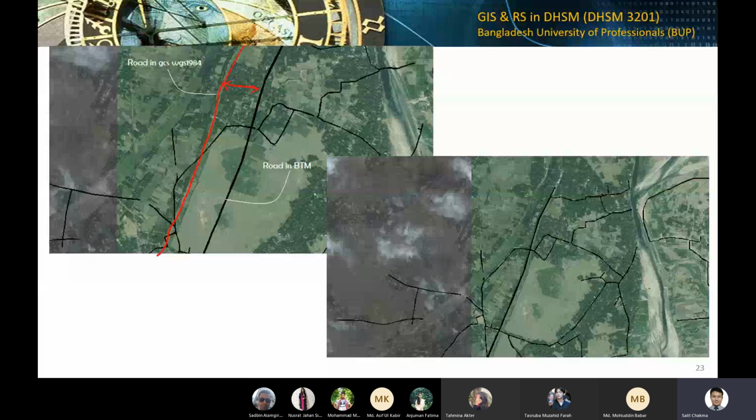Okay. So what we can do is we can transform. It's not convert for the coordinate systems, it's transform. So we can transform our BTM into GCS WGS84. If we do that, they will match. Okay, now if you look into this image, you will find that they are matching. The road is coinciding with the actual road on the satellite image. Conversely, what you can do is we can transform the GCS WGS84 to BTM.